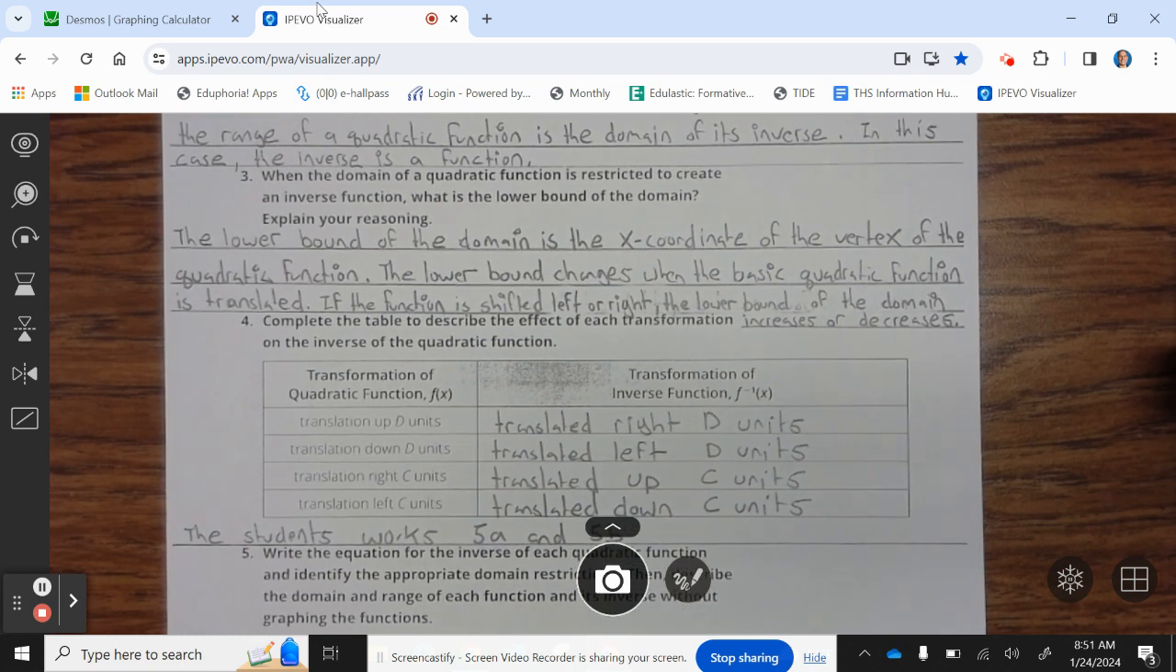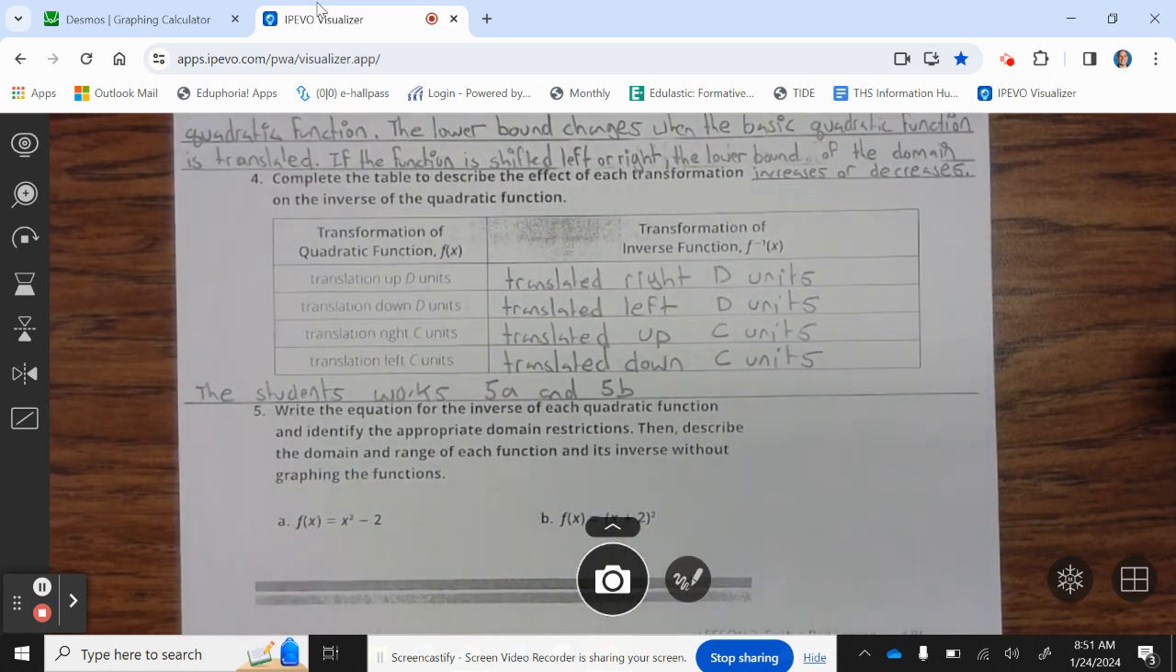3. When the domain of a quadratic function is restricted to create an inverse function, what is the lower bound of the domain? Explain the reasoning. The lower bound of the domain is the x-coordinate of the vertex of the quadratic function. The lower bound changes when the basic quadratic function is translated. If the function is shifted left or right, the lower bound of the domain increases or decreases.